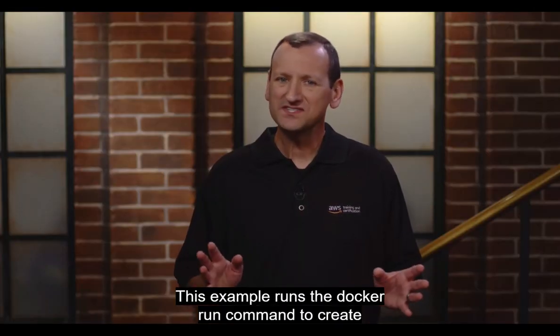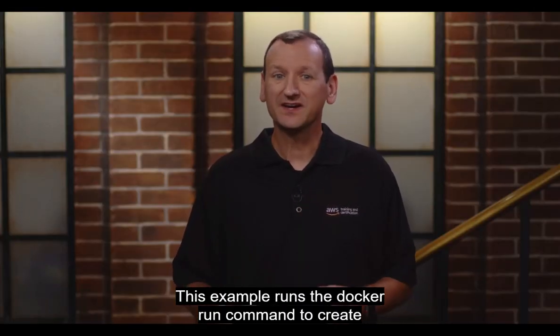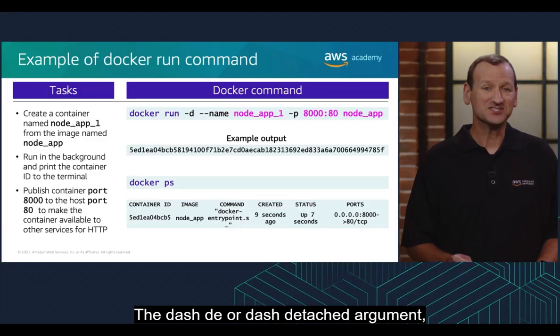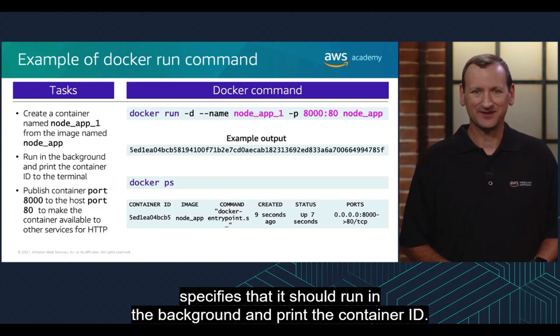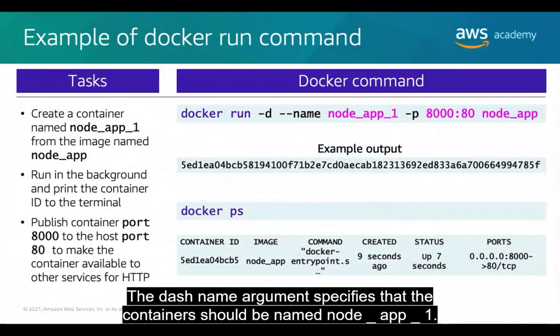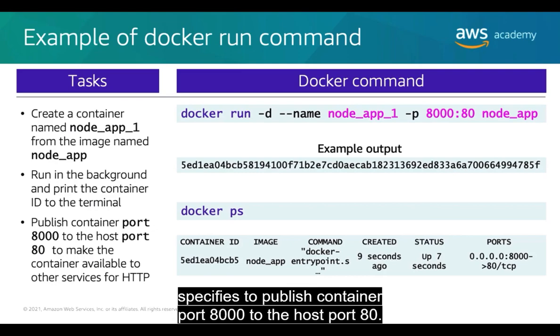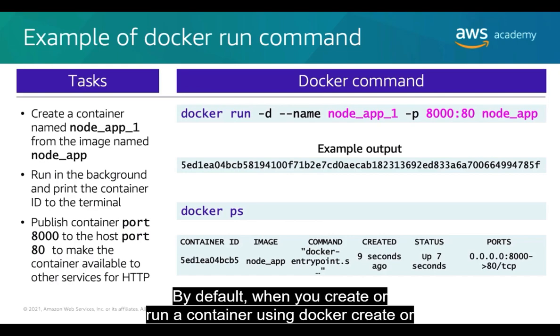This example runs the docker run command to create a container from the node_app image. The -d or --detach argument specifies that it should run in the background and print the container ID. The --name argument specifies that the container should be named node_app_1. The -p or --publish argument specifies to publish container port 8000 to the host port 80.